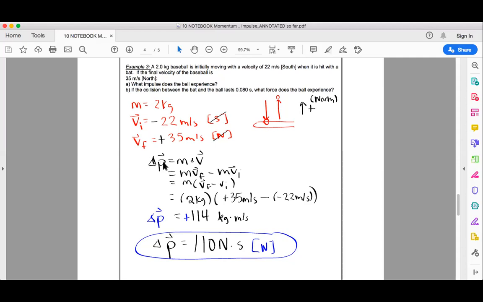So my change in momentum or my impulse is equal to m times delta v. I make the substitution, being mindful that I'm in SI units and that I have the correct sign. So 35 meters per second, subtract negative 22 meters per second, it becomes addition, and we get 114 kilograms meters per second. And we know that's equivalent to Newton seconds. And since we're asked for impulse, we are going to make that substitution. And the direction. So since we assigned positive to be north and we got a positive number, we're going to say that the answer is north. So our momentum gained is north.